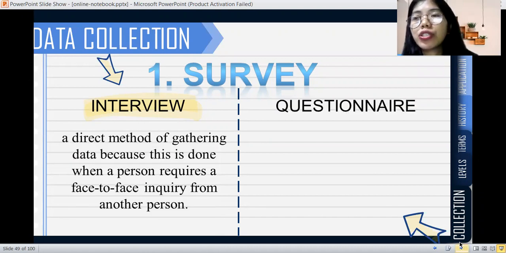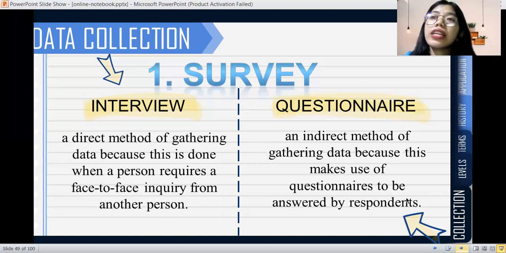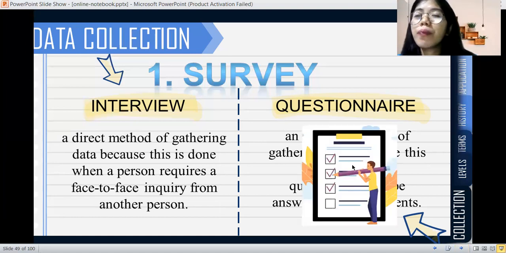Then, we also have the questionnaire. Kung yung interview is direct, yung questionnaire naman is indirect of gathering data because this makes use of questionnaires to be answered by respondents. Now, yung questionnaire po, ginagamit natin for a wider range of respondents. Kung marami po yung kailangan natin na respondents or participants ng ating study, gumagamit po tayo ng questionnaire. Ayan po. Yung mga pinapasagutan sa atin, mga checklist, mga forms. Yan po example ng questionnaire.